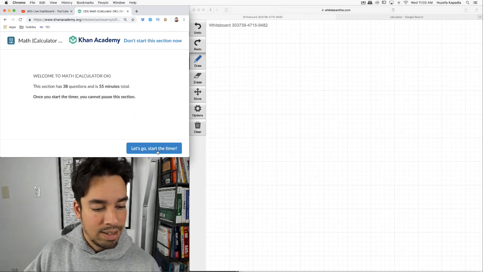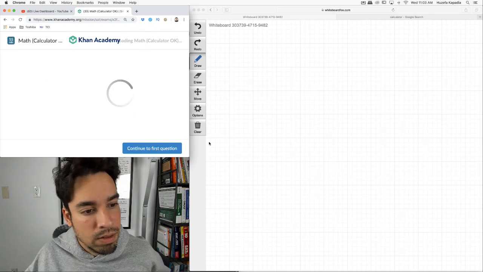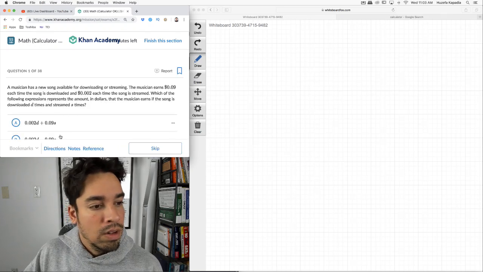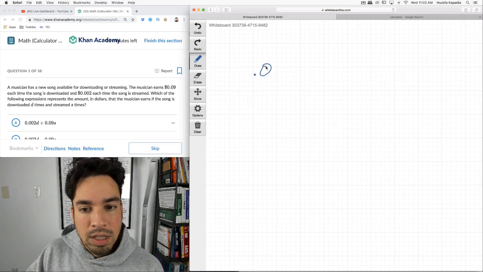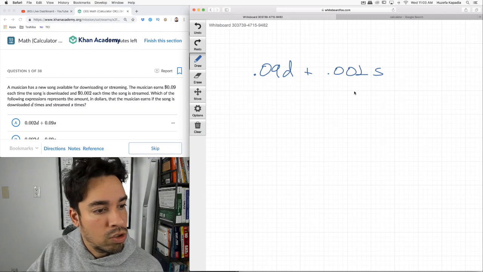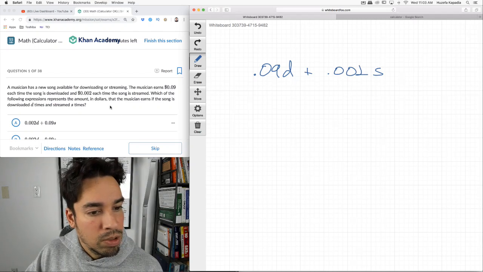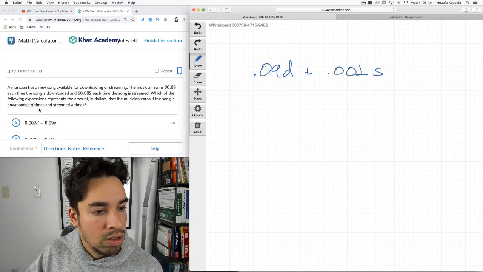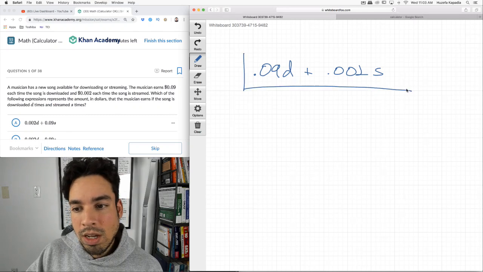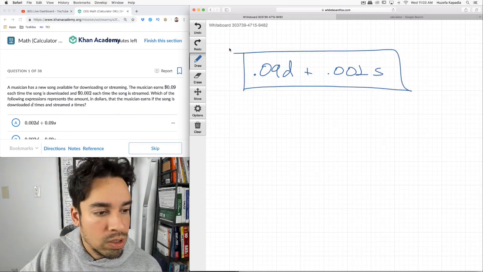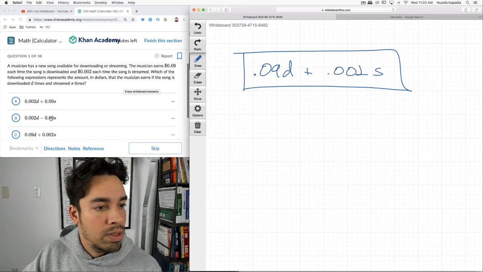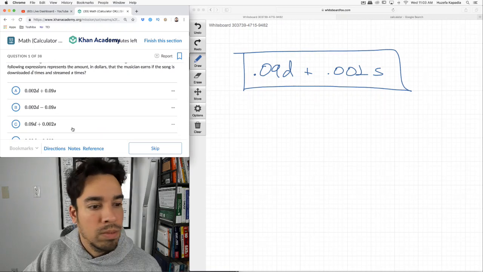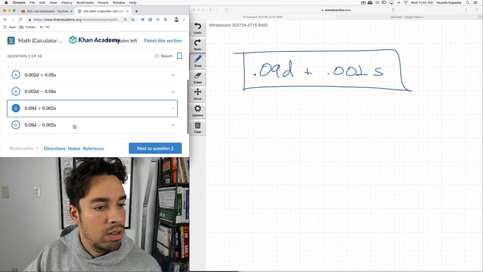Ready, set, begin. A musician's new song is available for download. The musician earns 0.09 cents each time it's downloaded and 0.002 cents each time it's streamed. Which of the following expressions represents the amount in dollars that the musician earns if the song is downloaded D times? Boom, I already got the equation. I was creating it as I read it, which I always do. And that's literally all it's asking. 0.09 times D. Boom. And done.